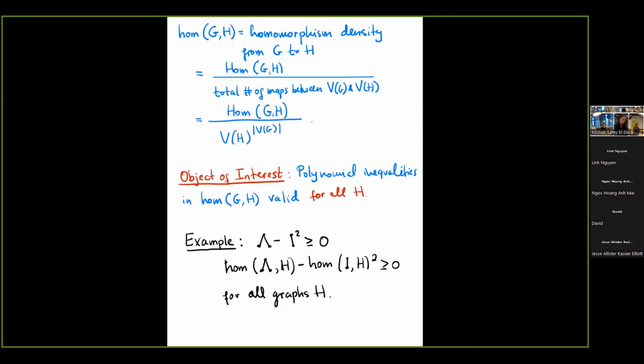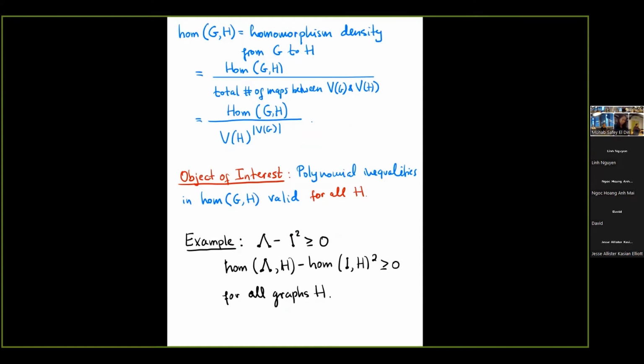And now there's a notion of homomorphism density. So what is this? Intuitively, what does this mean? It's the probability that a random map, a map from the vertices of G to the vertices of H, is a homomorphism. So this is the total number of homomorphisms from G to H divided by the total number of maps between the vertices of G and the vertices of H.